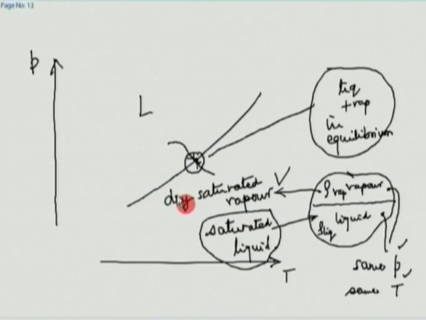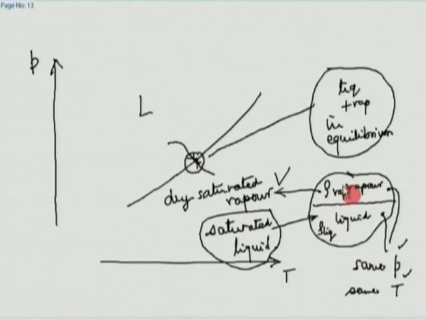The word dry is used to indicate that the vapor does not have even a speck of liquid inside it. This adjective dry has come from the fact that when you create the vapor from a liquid, the vapor rises over the liquid, and quite often droplets of the liquid are carried with the vapor. So by dry saturated vapor we mean remove all those droplets, have a vapor which is free of liquid, that is why the adjective dry, and the term dry saturated vapor.